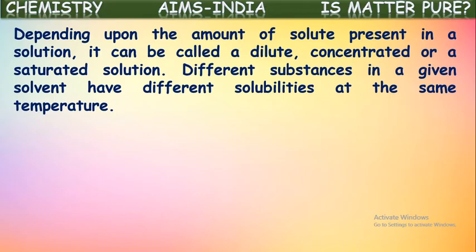Some solutions are called saturated solutions. Which solutions are called saturated solutions? The solutions which have the required amount of solute dissolved in them. In a simple way, the solution which cannot dissolve any more solute, as it already has the required amount of solute dissolved, is called a saturated solution. So different terms are given for solutions based upon the quantity of the solute present in the solution.